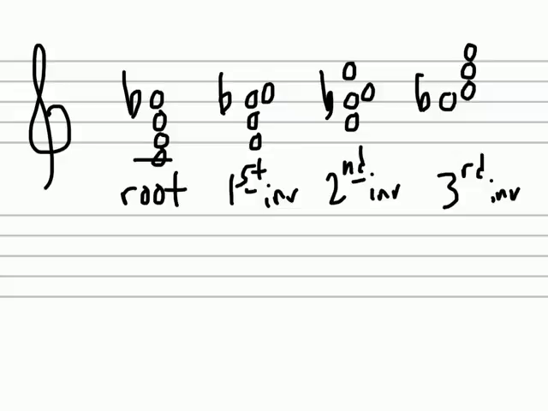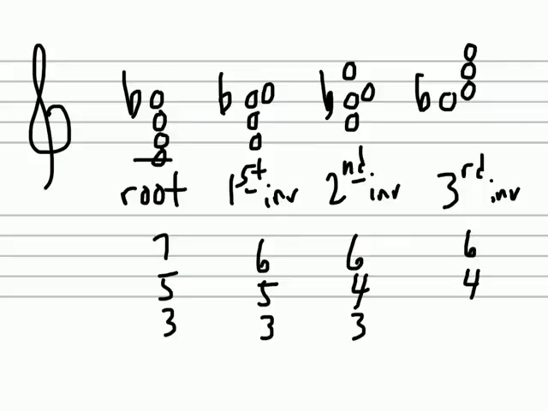When we count above the C, we get a seventh, a fifth, and a third. When we count above the E, we get a sixth, a fifth, and a third. We count above the G, we get a sixth, a fourth, and a third. And finally, when we count above the B flat, we get a sixth, a fourth, and a second.